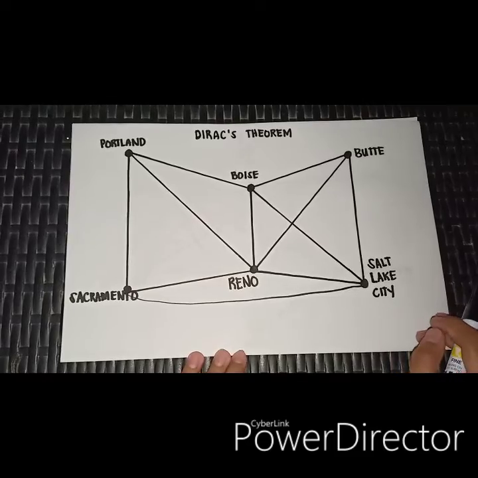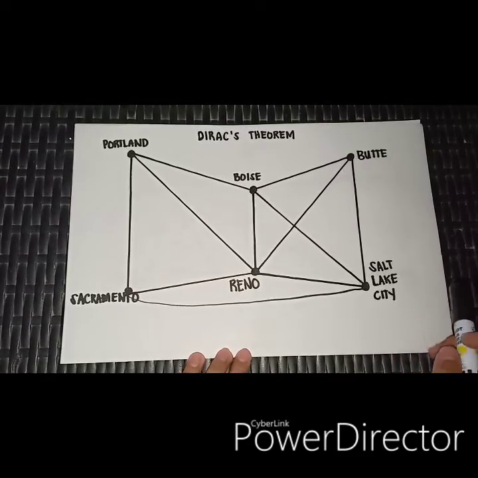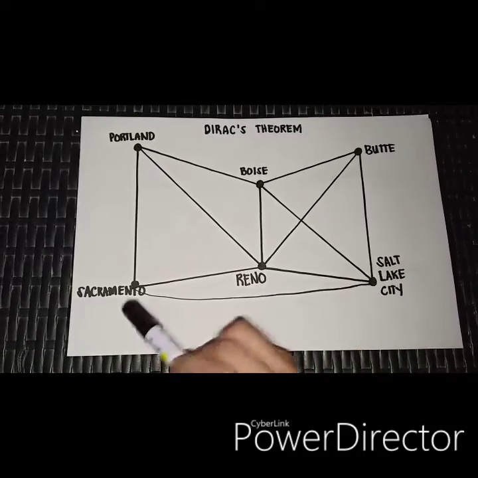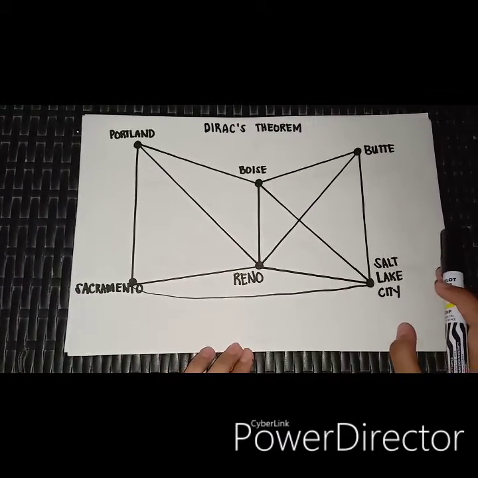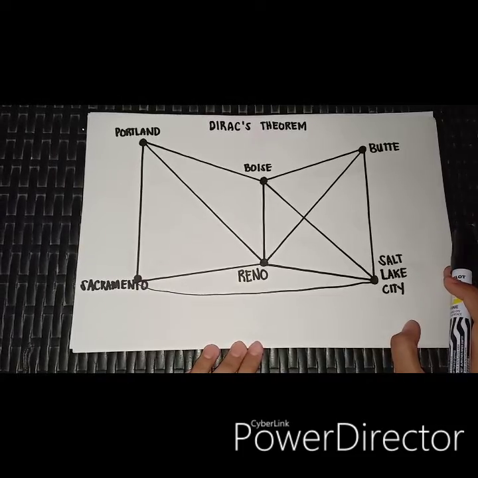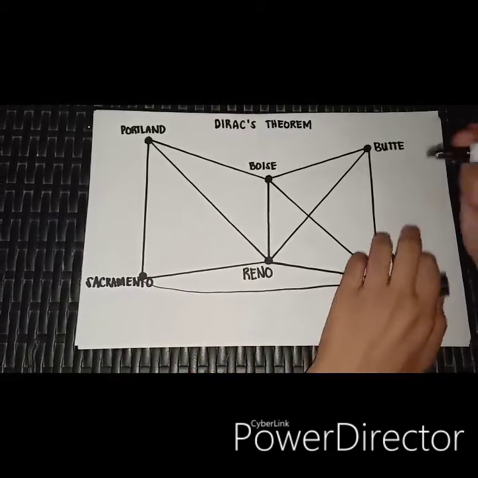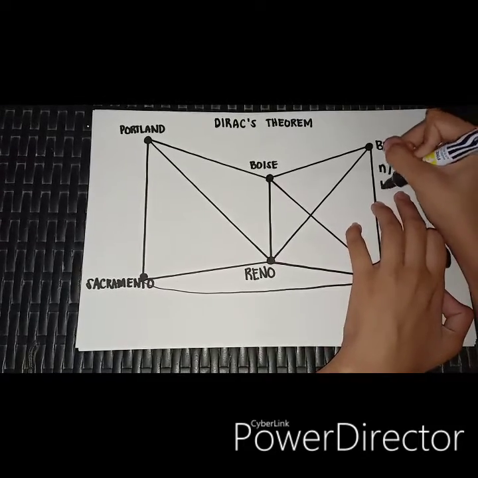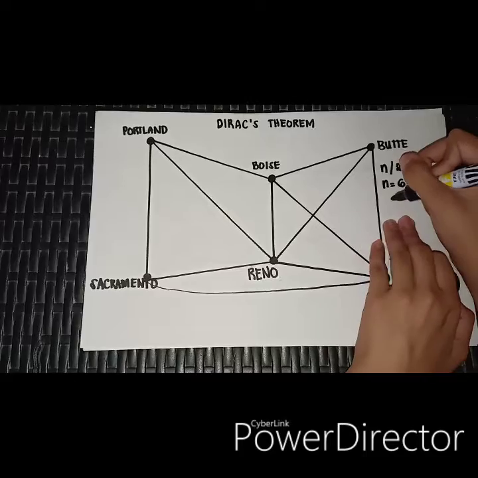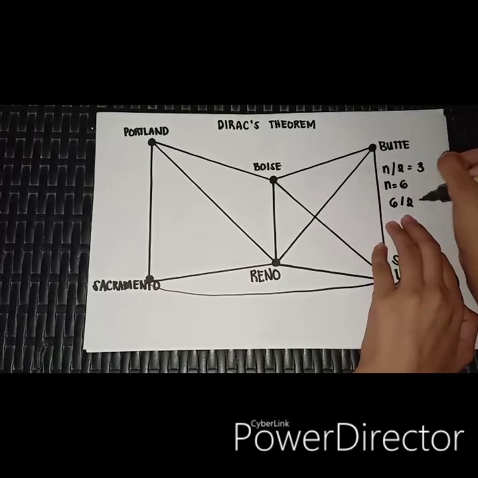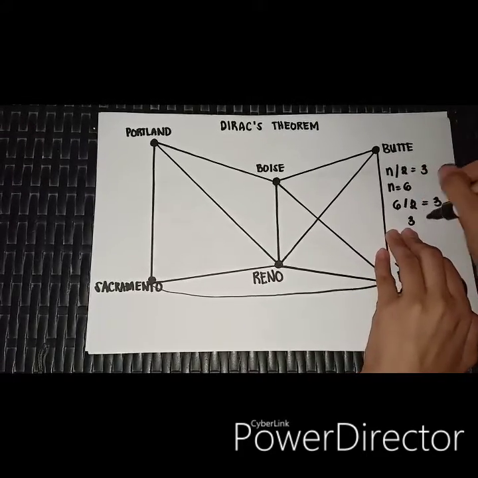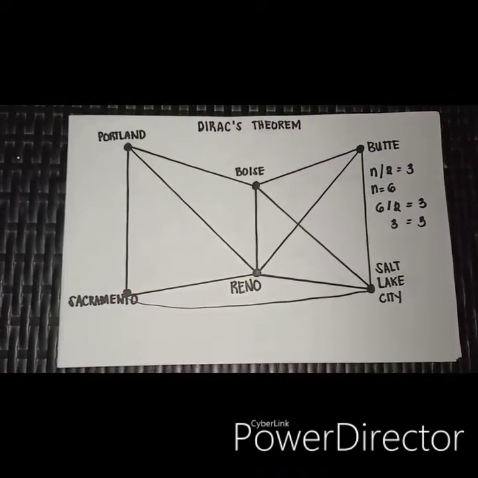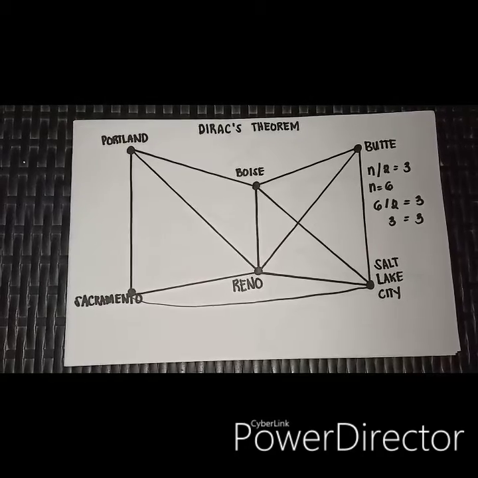So in this example, there are 6 vertices in the graph: 1, 2, 3, 4, 5, and 6. So n is equal to 6, and every vertex has a degree of at least n over 2, which is equal to 3. By Dirac's theorem, the graph is Hamiltonian.